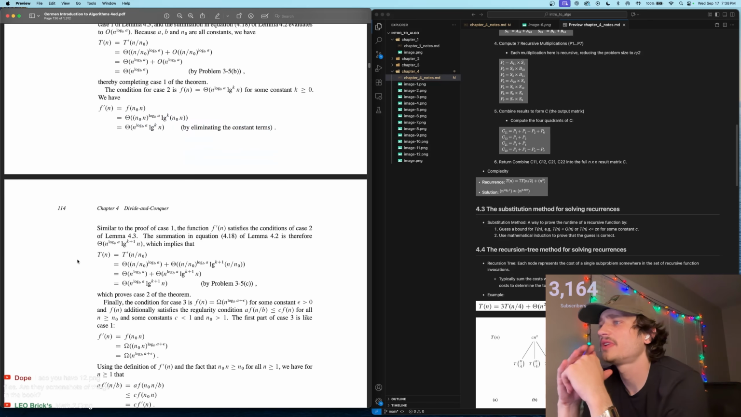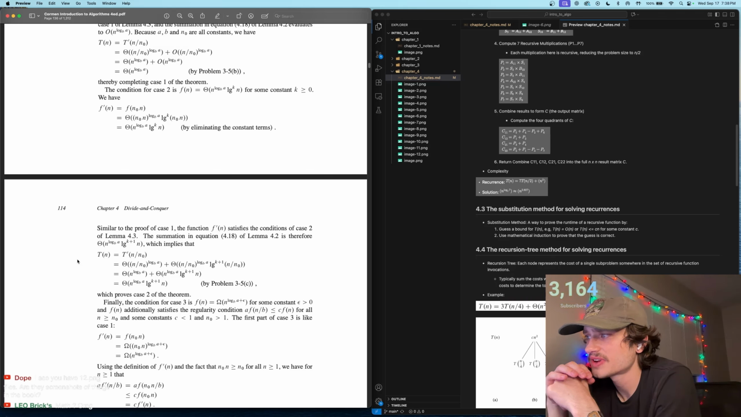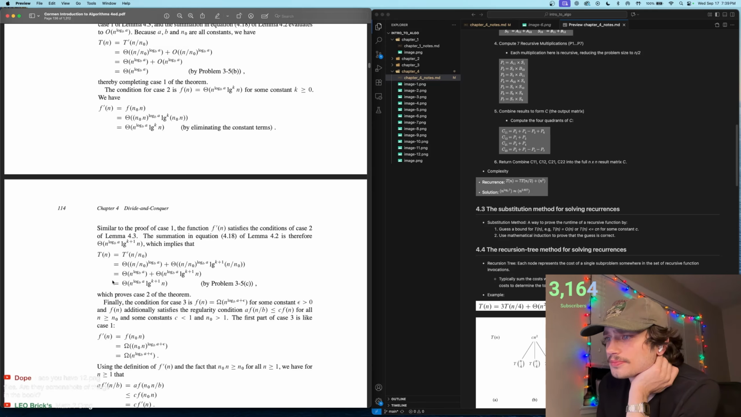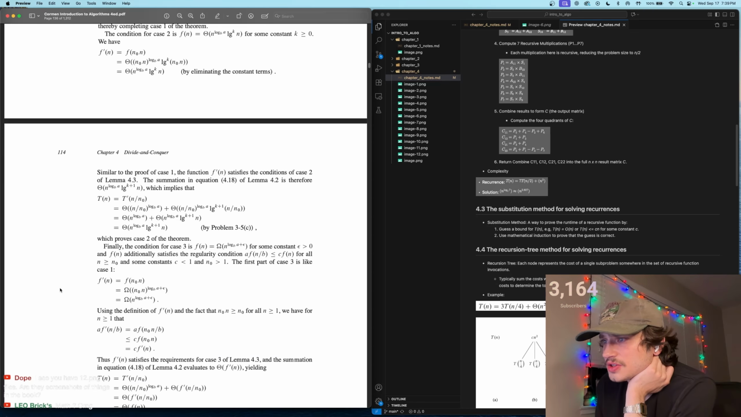Similar to the proof of case 1, the function f prime of n satisfies the condition of case 2 of lemma 4.3. The summation in equation 4.18 of lemma 4.2 is therefore big theta of this expression, which implies that the recurrence T of n is equal to this, which proves case 2 of the theorem.